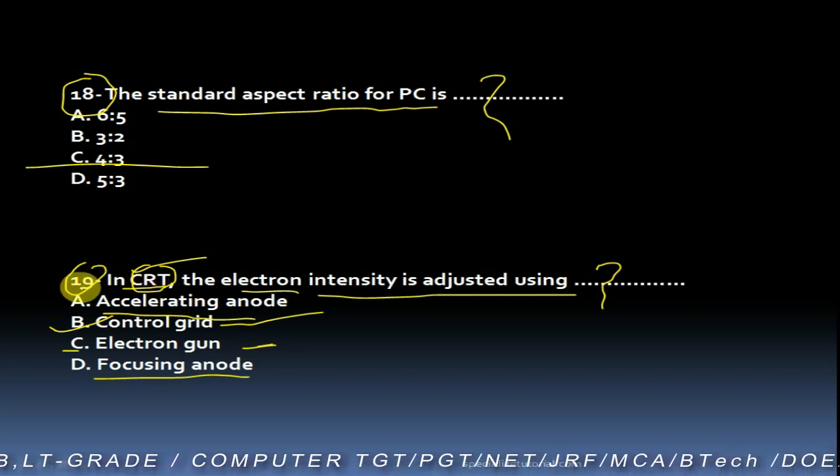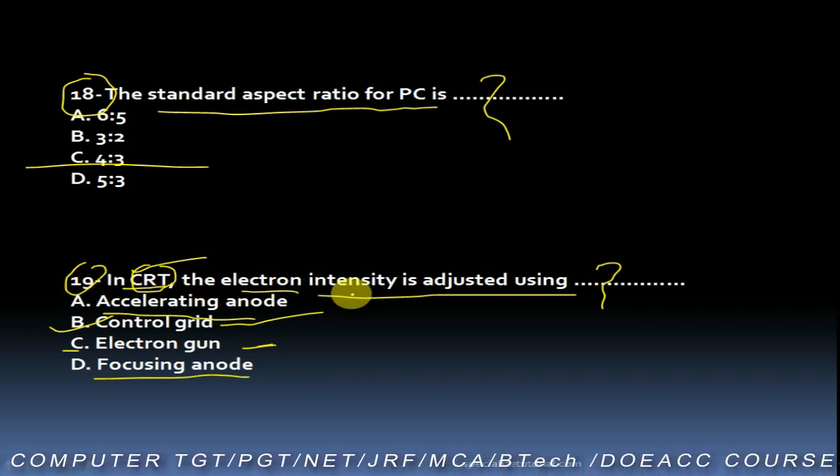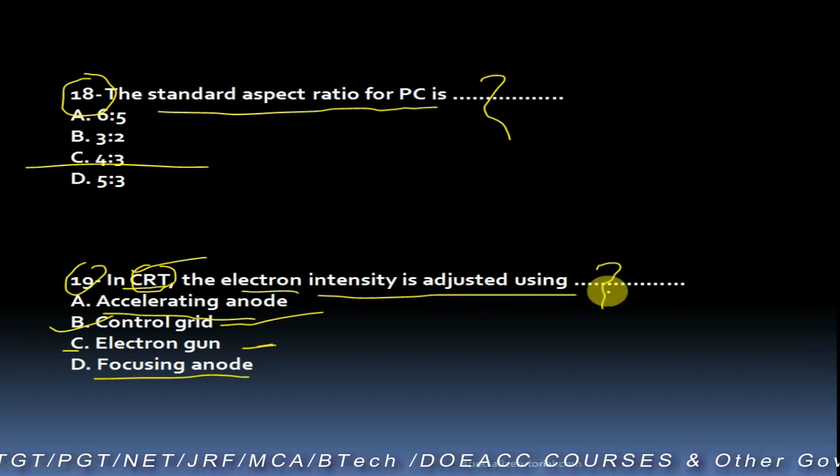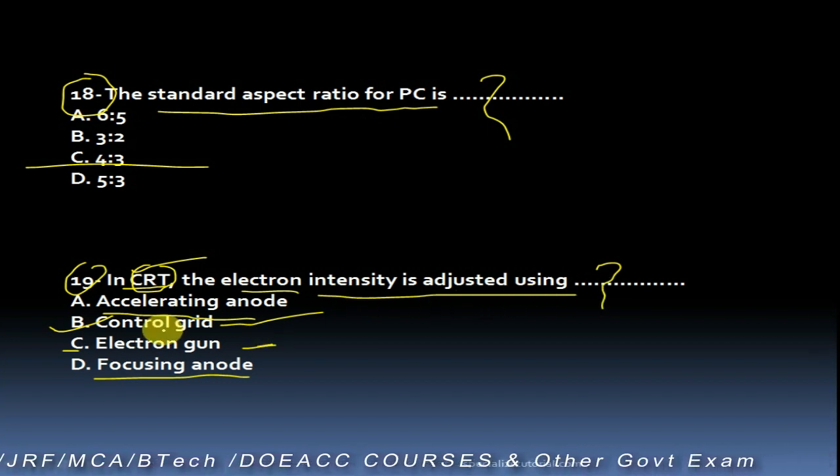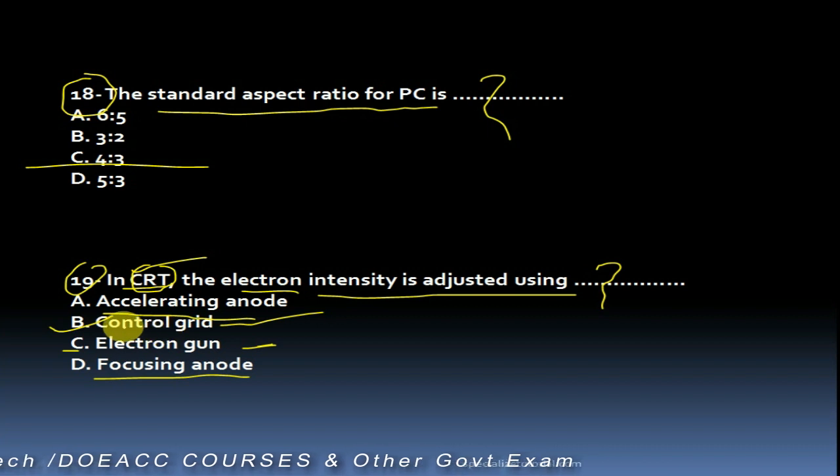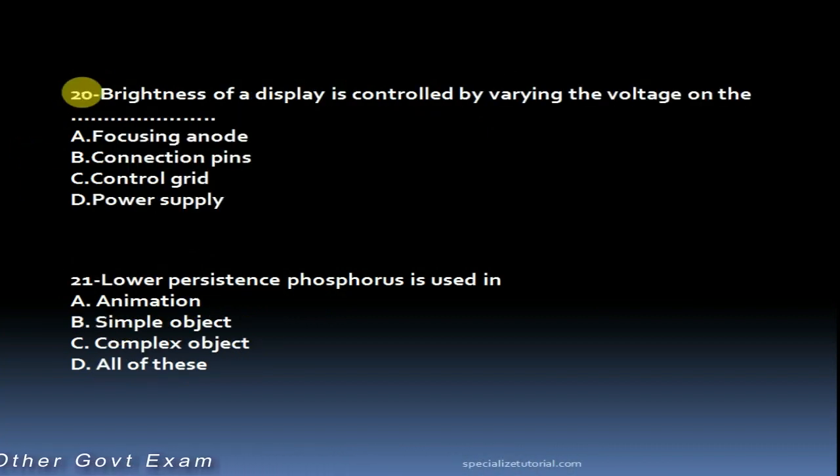So now move on to the questions. In a CRT, the electron intensity is adjusted using the control grid. B is the right answer. Now take the next question, question number 20.